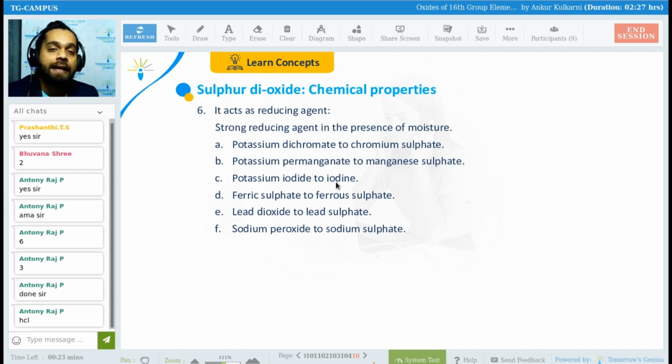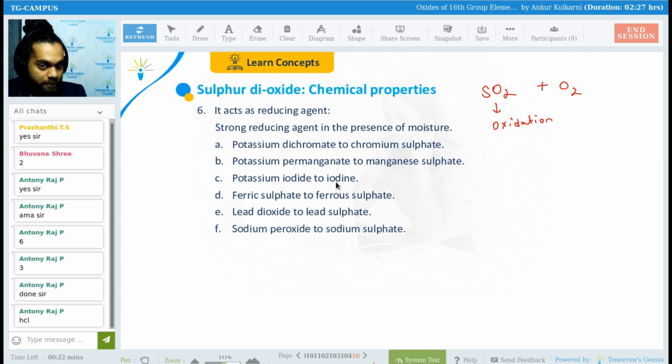Sulfur dioxide acts as a reducing agent. Why are we saying reducing agent? Because if I react it with oxygen, it is undergoing oxidation. And what is a reducing agent? A reducing agent is the one which undergoes oxidation. Simple as that. So here are some of the reactions which prove that it is a reducing agent.